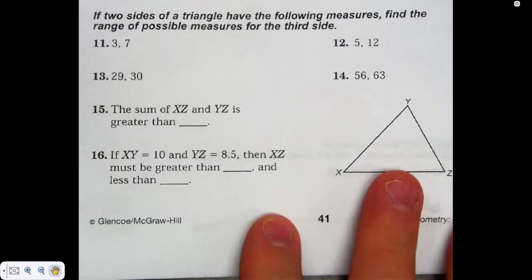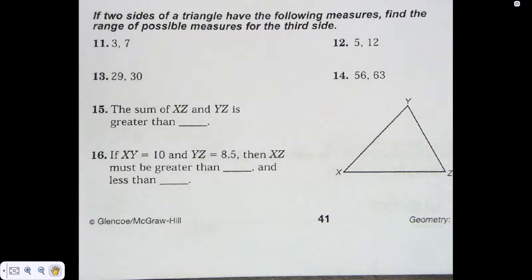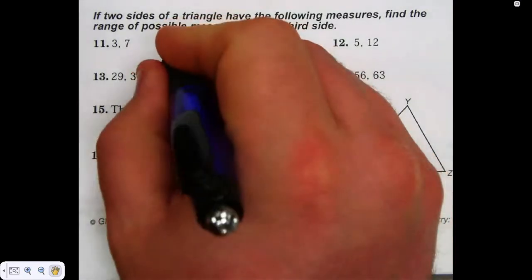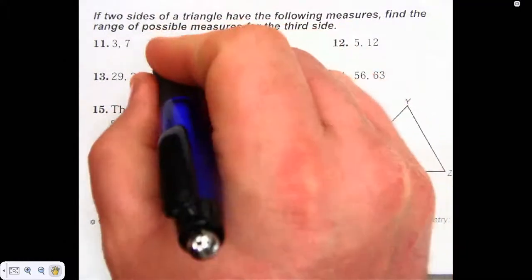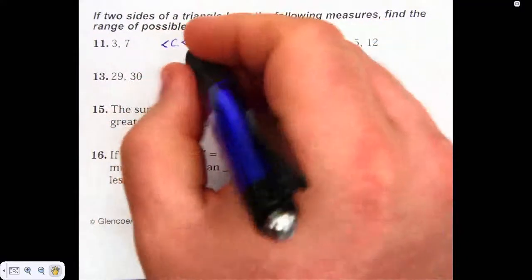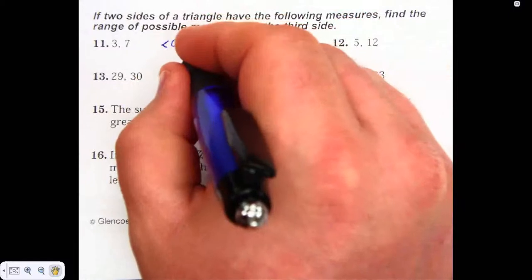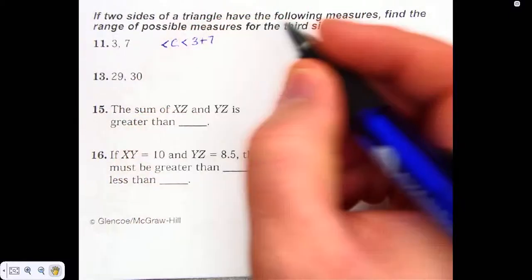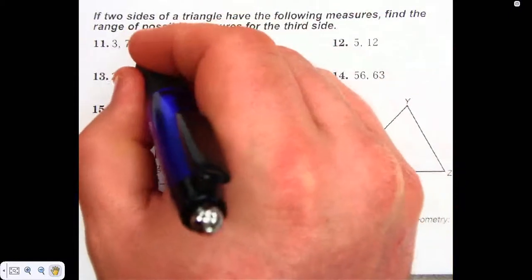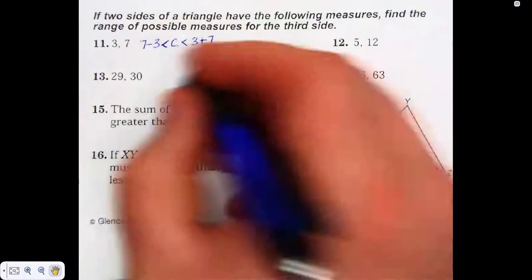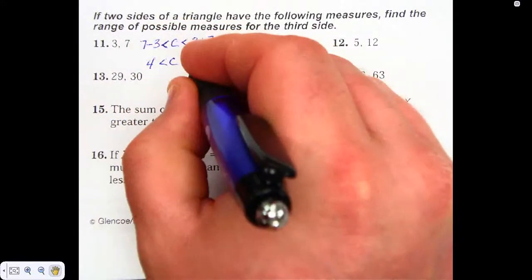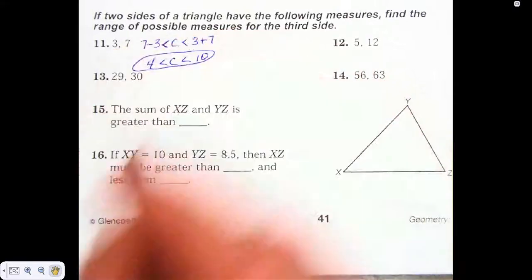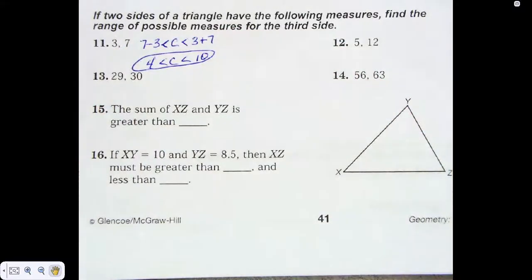It says two sides of a triangle have the following measures. Find the range of possible measures for the third side. So the third side, we'll call it C, has always got to be less than the sum and greater than the difference. So C is going to be less than 3 plus 7, and greater than 7 minus 3. So C is in between 4 and 10. Well, that sure isn't very hard, is it?